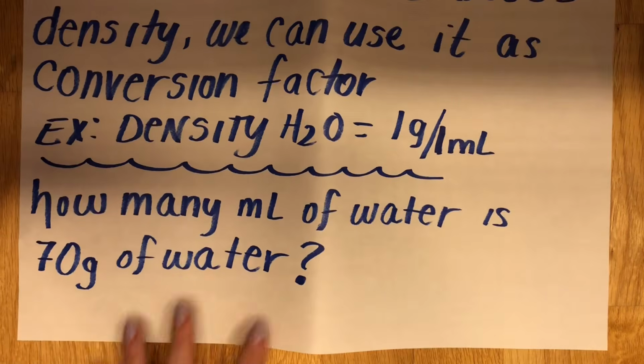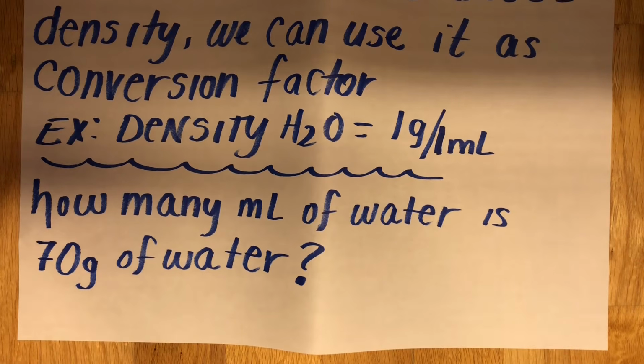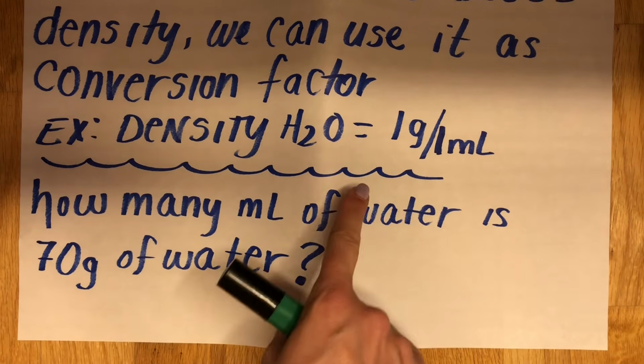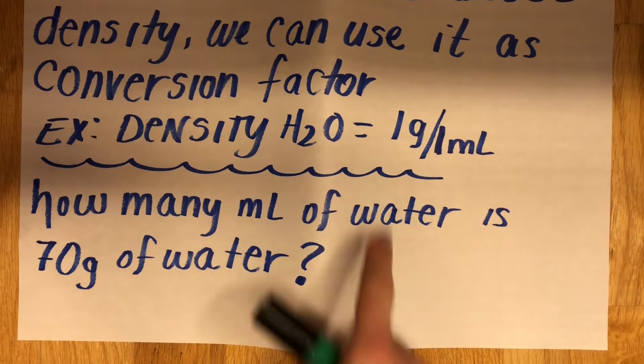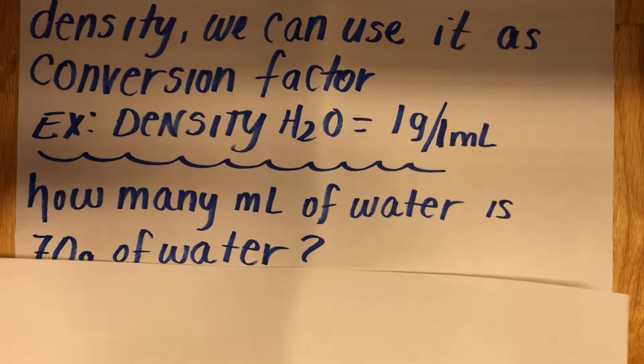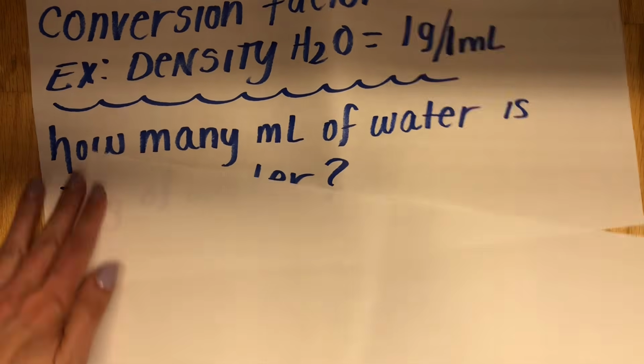So now here's my problem. How many milliliters of water is 70 grams of water? And I can use that as my conversion factor. So I'm going to start off here with 70 grams of water.